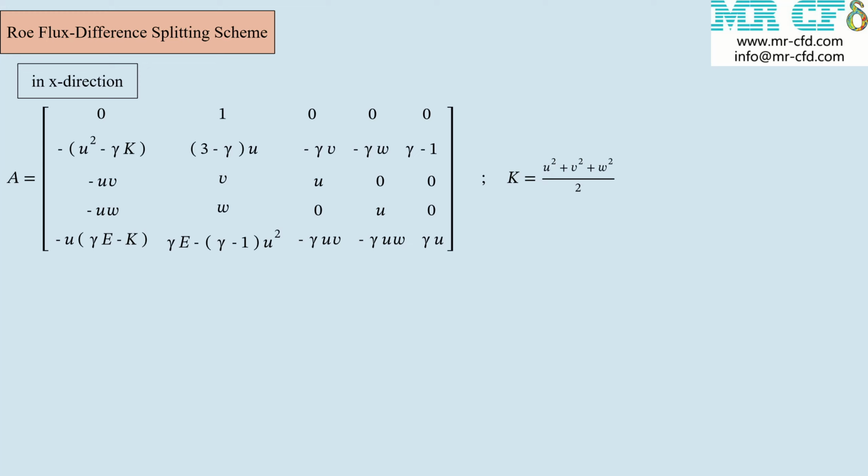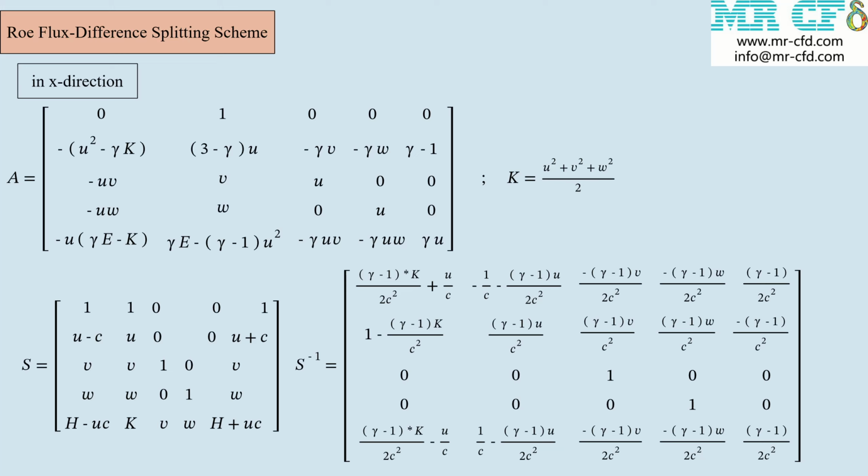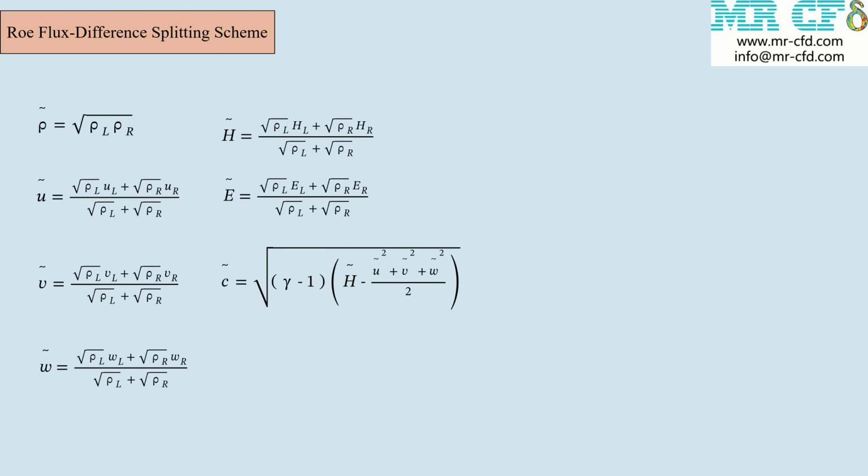By calculating the necessary expressions, the matrix A for the X component can be formulated. In this matrix, K represents the kinetic energy per unit mass. Additionally, the right eigenvector matrix and the left eigenvector matrix are presented as shown here. The matrices A, S, and S minus 1 must be formulated using values at the interfaces. These interface values are typically computed as some form of average between the properties of the right and left cells.